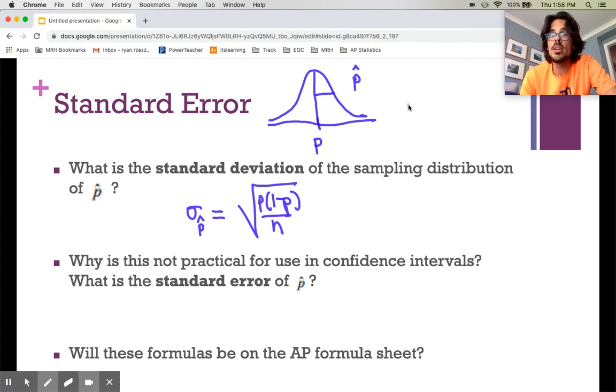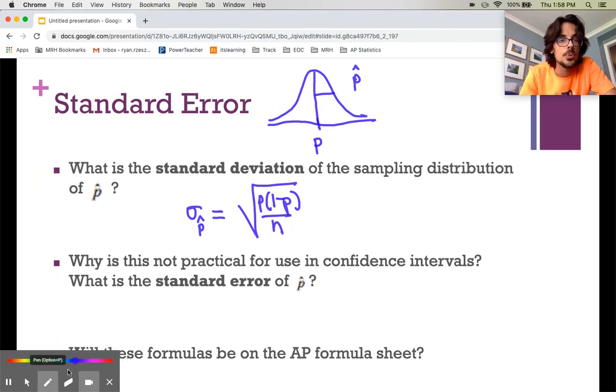But we run into the same issue here that we did in the last slide, and that's the fact that I'm trying to figure out P. I want to know P. That's the whole point of doing all this fancy math. Well, if I don't know P, if that's what I'm looking for, how could I ever do this setup right here? I couldn't.